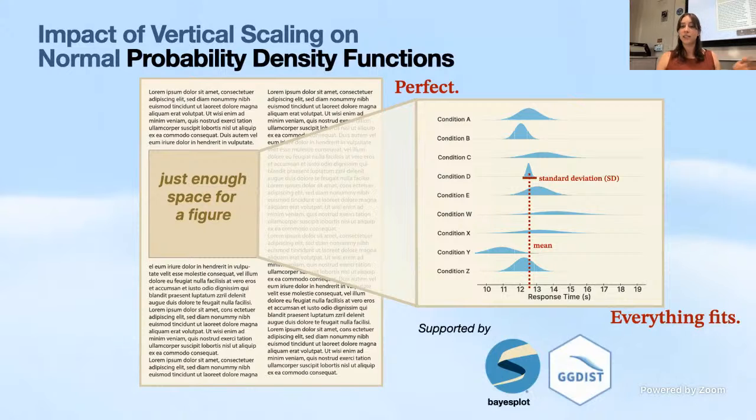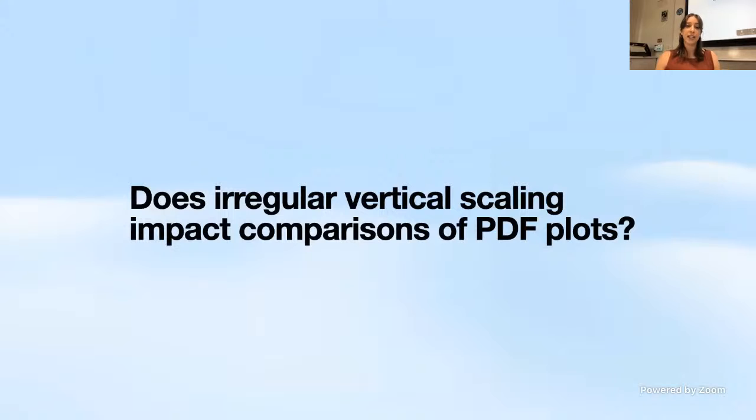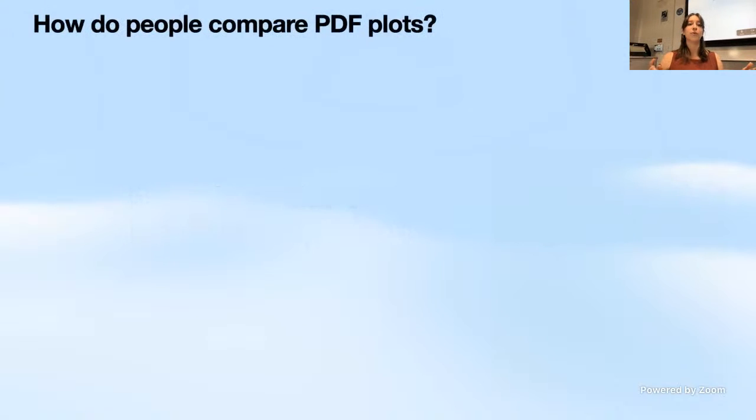type of design decision. And now Lace and I were interested in if this irregular vertical scaling among PDF plots in a series impacts people's comparison of those plots. And we thought it might, and here's why. I'm going to take us all through some logic about how people can compare PDF plots to come to conclusions.